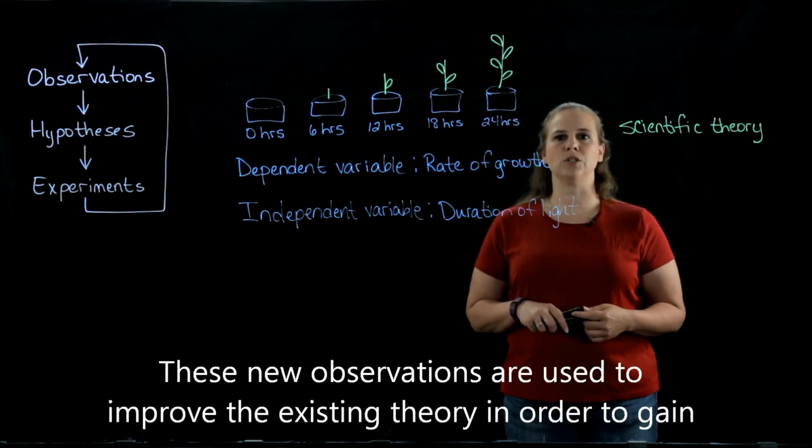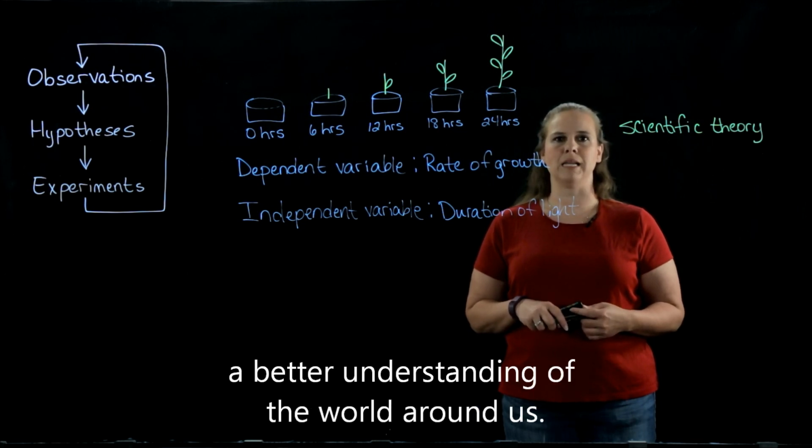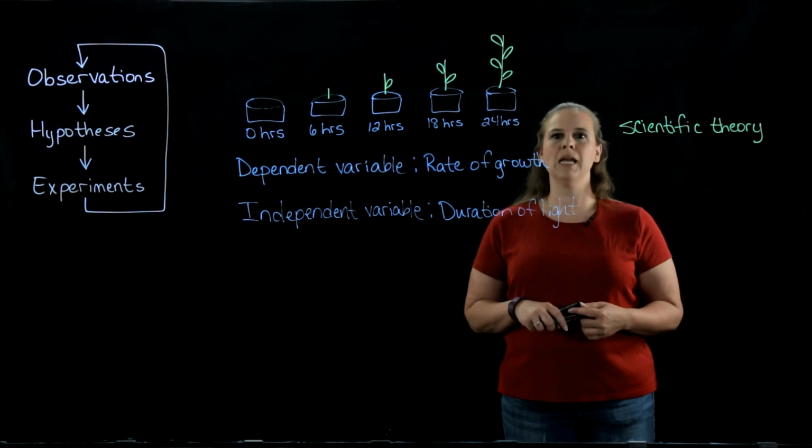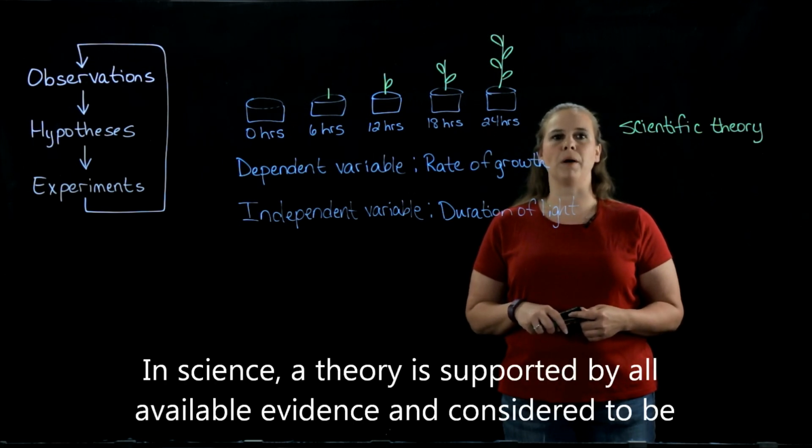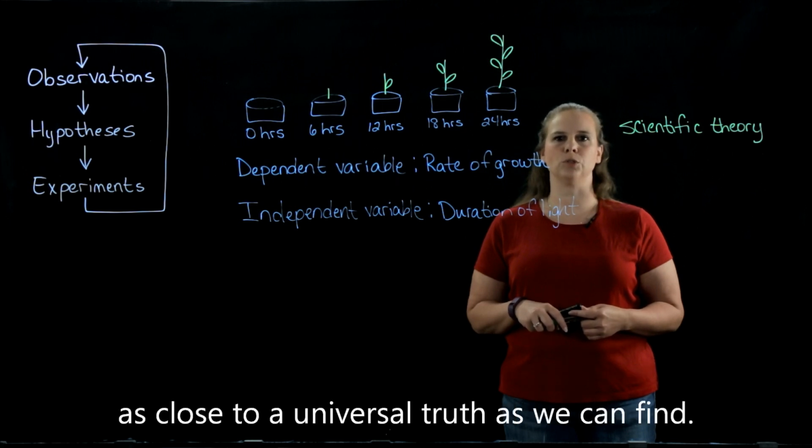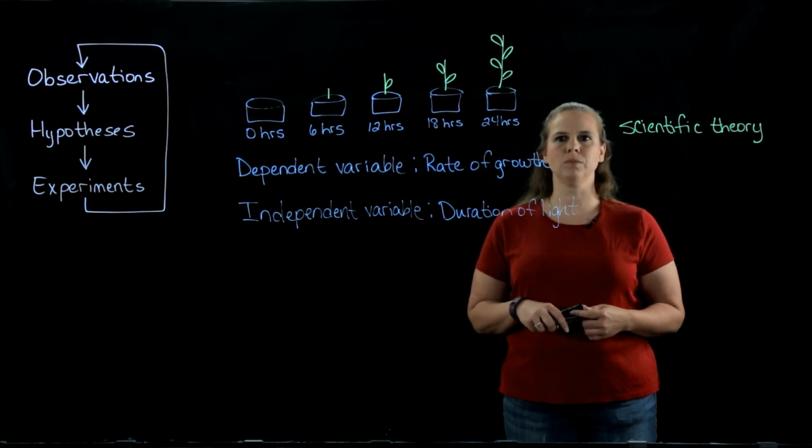These new observations are used to improve the existing theory in order to gain a better understanding of the world around us. In science, a theory is supported by all available evidence and considered to be as close to a universal truth as we can find.